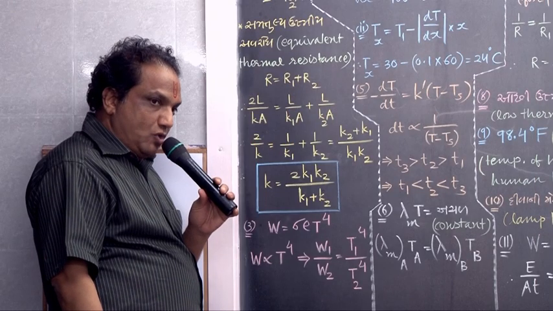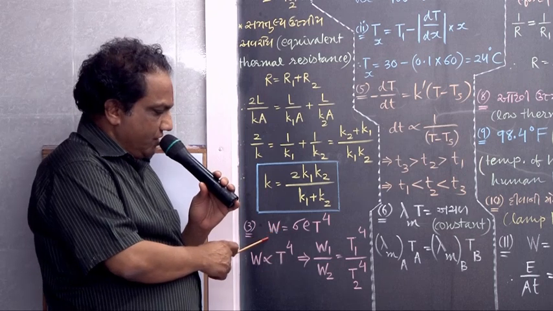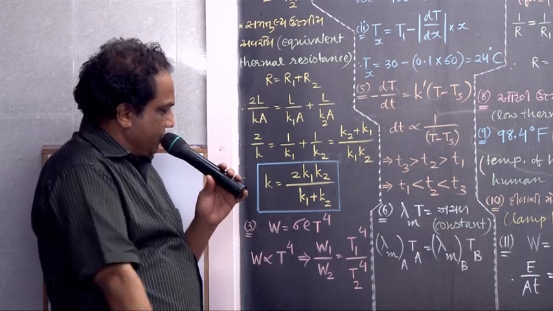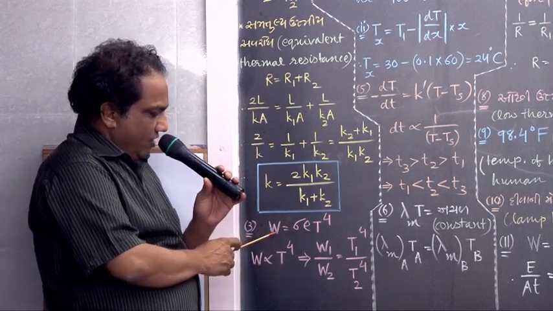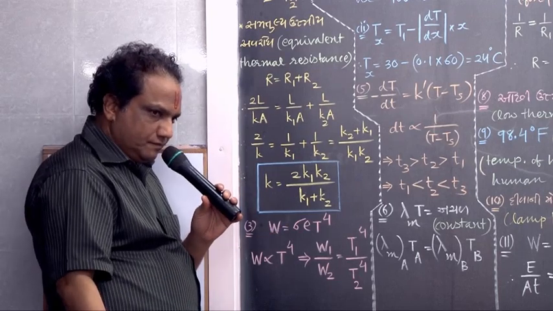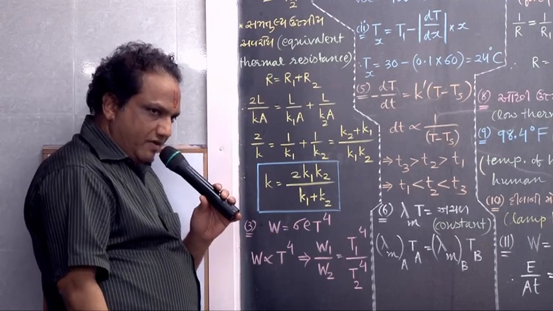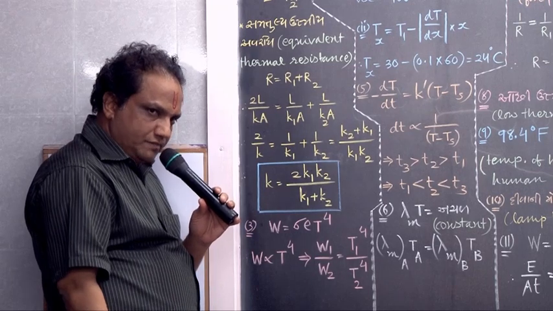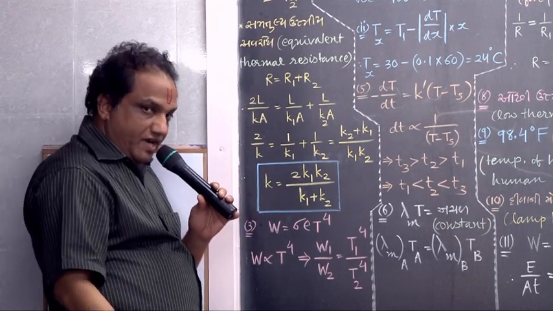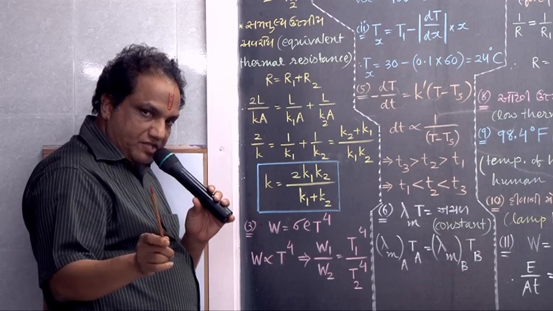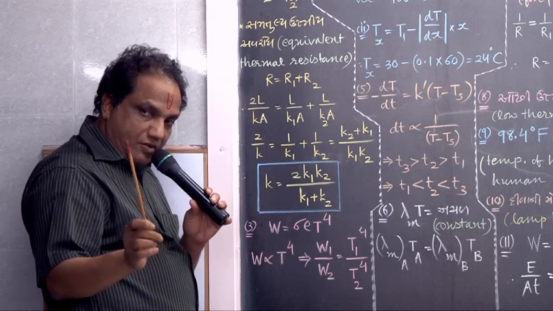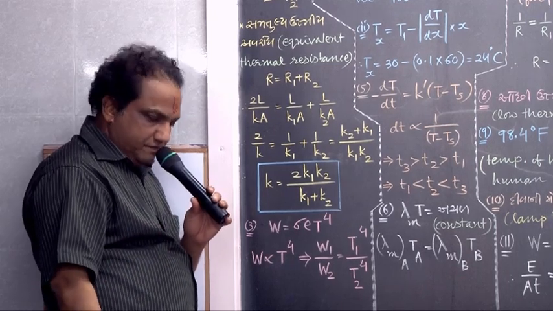According to Stefan Boltzmann's law, W is equal to sigma E T raised to 4. What is W? Total emissive power. Correct. That is amount of radiant energy emitted from a given surface per unit area per unit time.